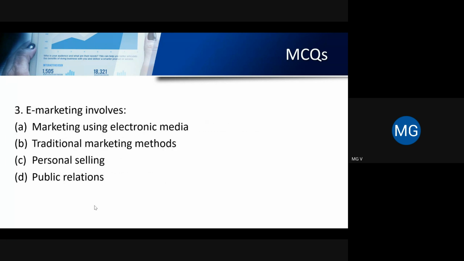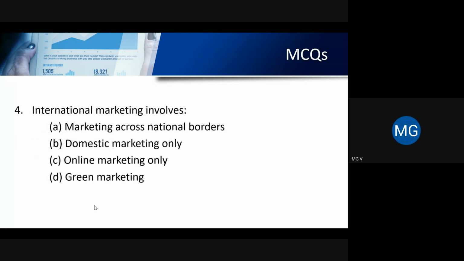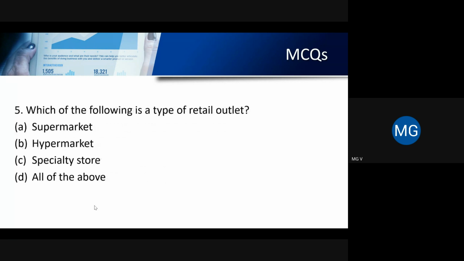E-marketing involves marketing using electronic media, traditional marketing methods, personal selling, or public relations. Option A, marketing using electronic media. Right. International marketing involves marketing across national borders, domestic marketing only, online marketing only, or green marketing. Option A, marketing across national borders.